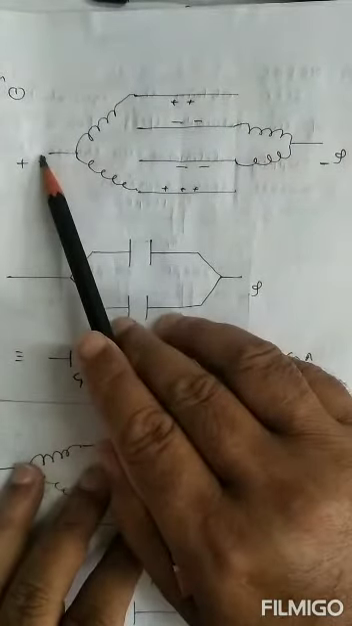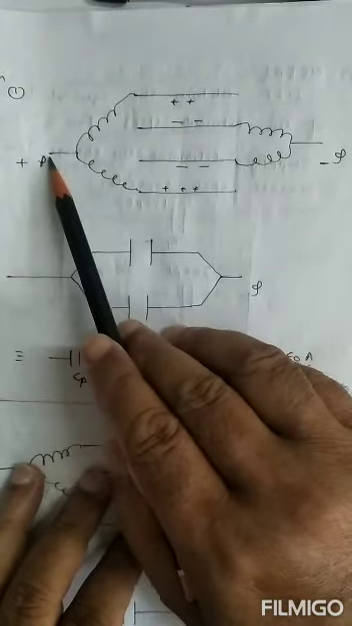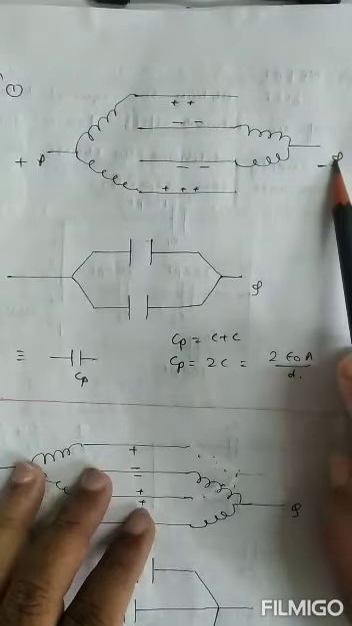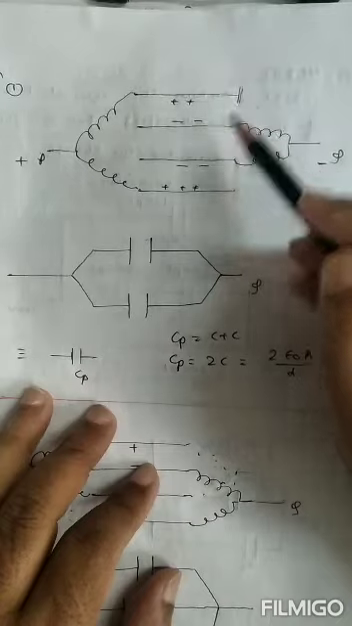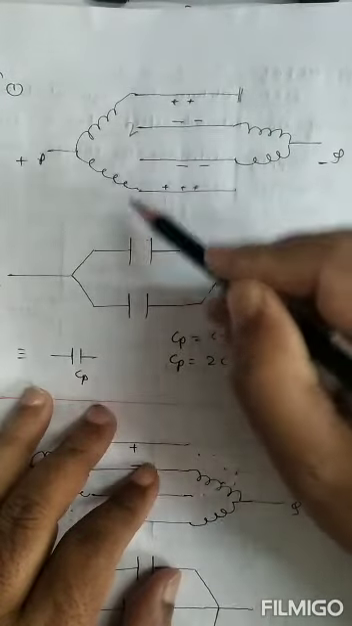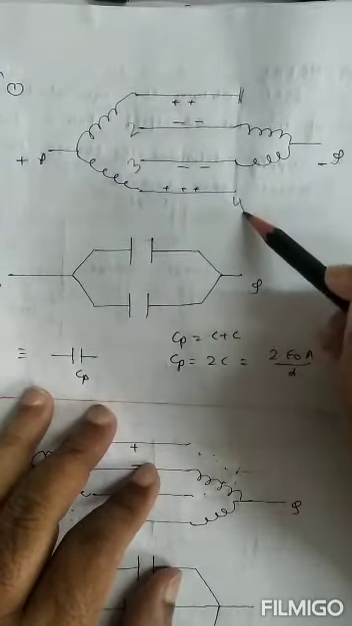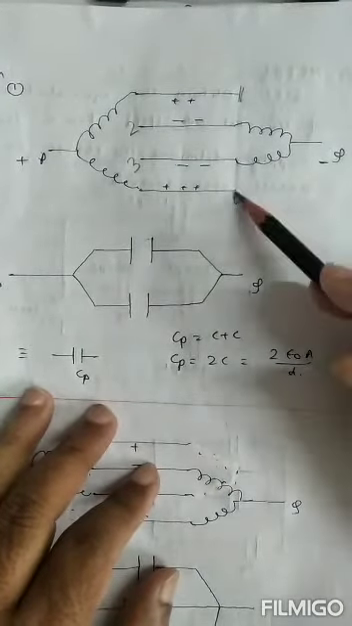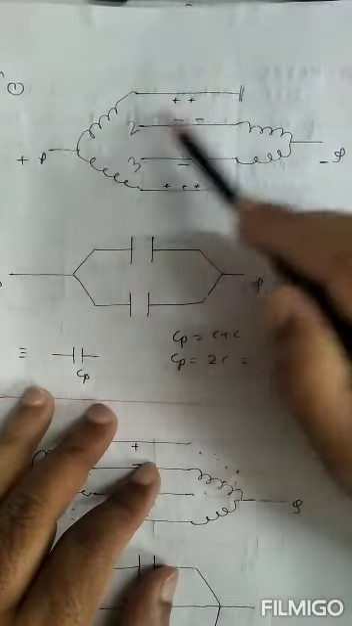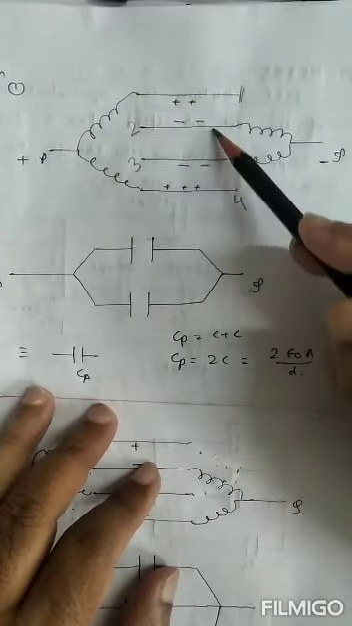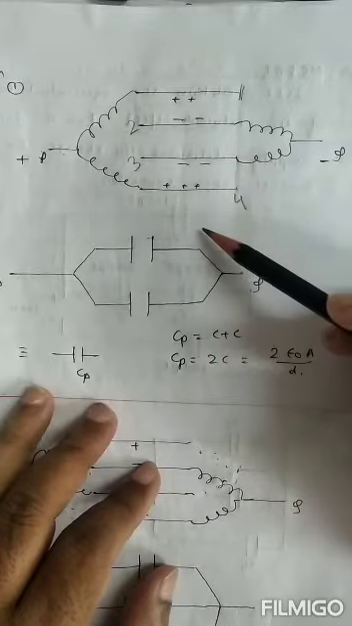I connect the positive terminal of the battery at the point P and the negative terminal at the point Q. Then what happens? This is the first plate. The first plate gets positively charged. The second plate gets negatively charged. The third plate gets negatively charged. The fourth plate gets positively charged, because the fourth plate is connected to P. The first plate is connected to P. Therefore they are positively charged. The second and third plates are connected to Q. Therefore they are negatively charged.